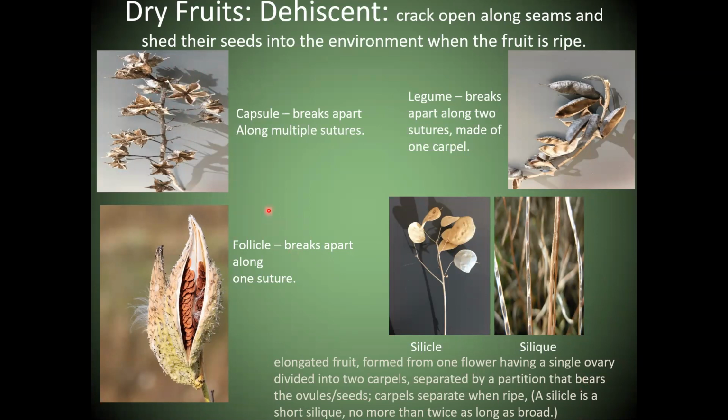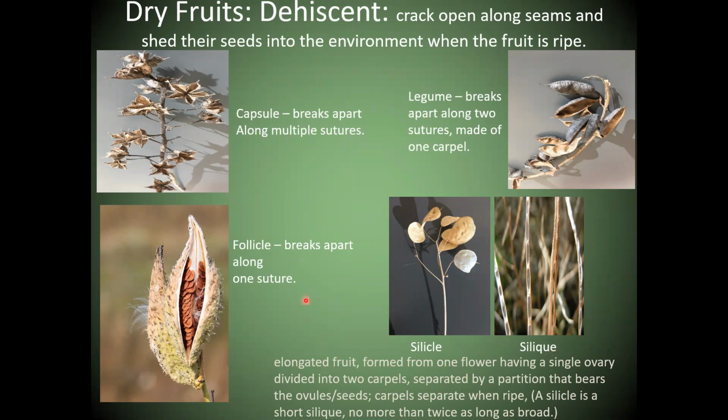Follicle only breaks up along a single suture. You can see here an example of milkweed. Legume is another type, where the breaking apart happens along two sutures, and as a result, the fruit splits into two halves. In contrast, in the case of milkweed, you see a single opening and the rest of the seed coat remains intact.